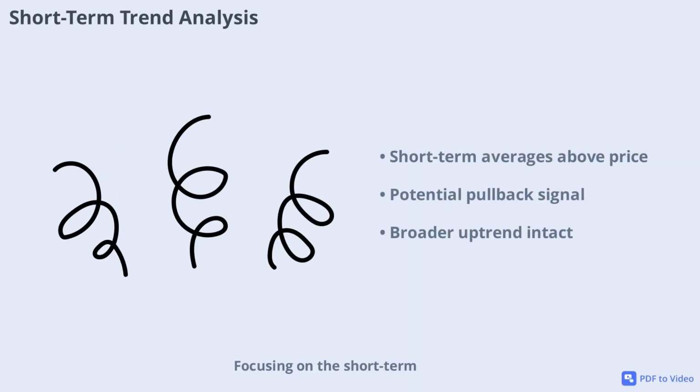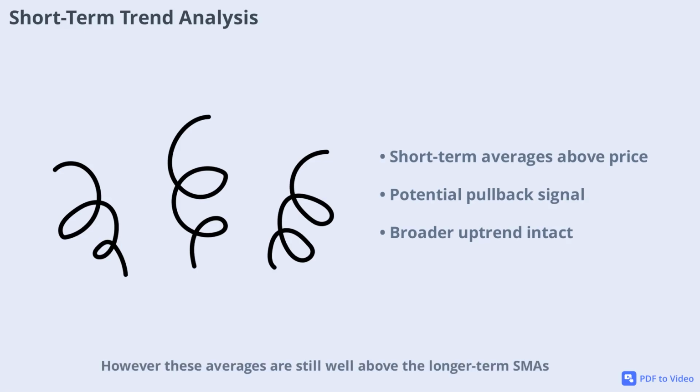Focusing on the short term, MU's 5-day and 10-day SMAs are both above the current price, suggesting recent weakness. The 5-day EMA at 240.88 and the 10-day EMA at 241.48 reinforce this, as both are higher than the last close. This could indicate a short-term pullback or consolidation phase.